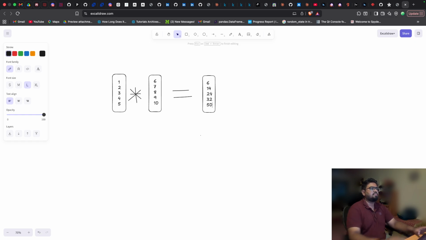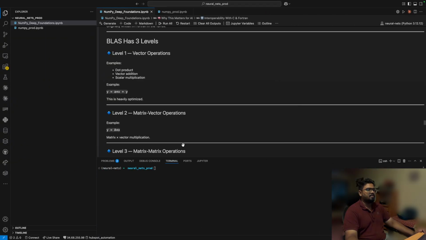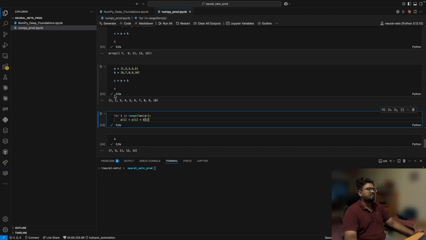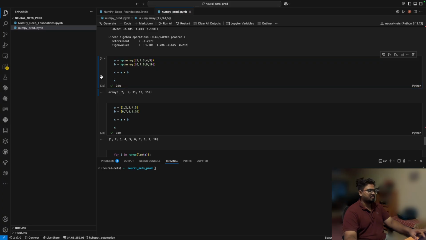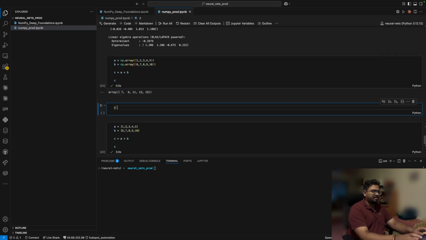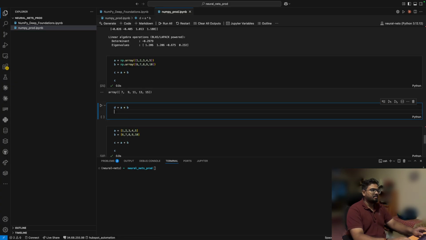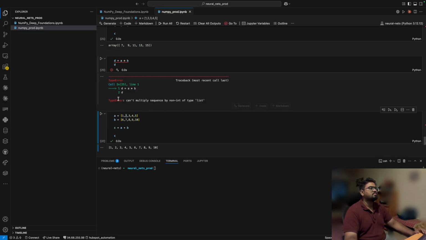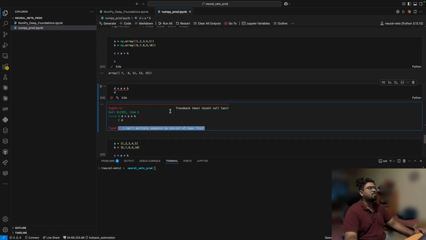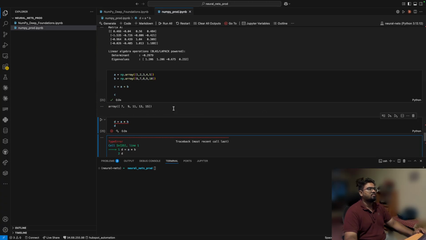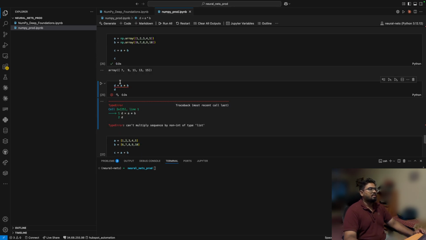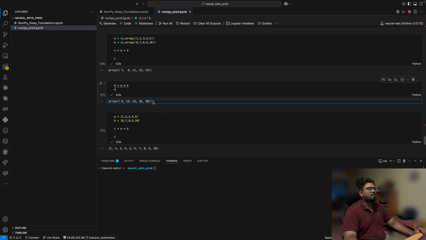So if we want to see what result we get, let's add a cell in here. Then let's write D is equal to A multiplied by B. We declared A and B earlier, so we need to run this again and then run this again. So we got the same answer that we expected.